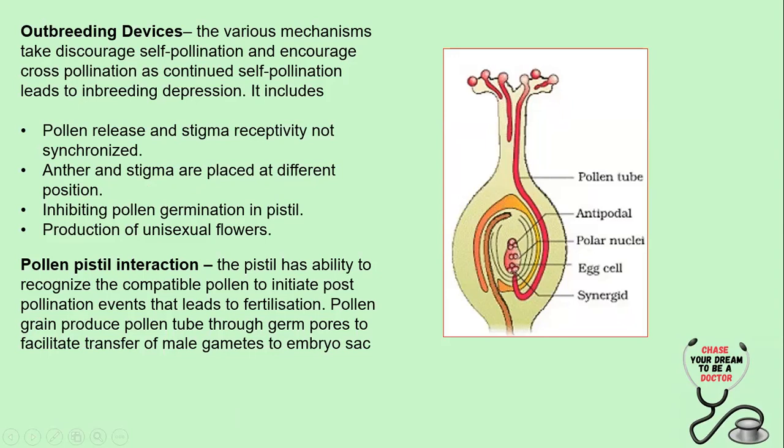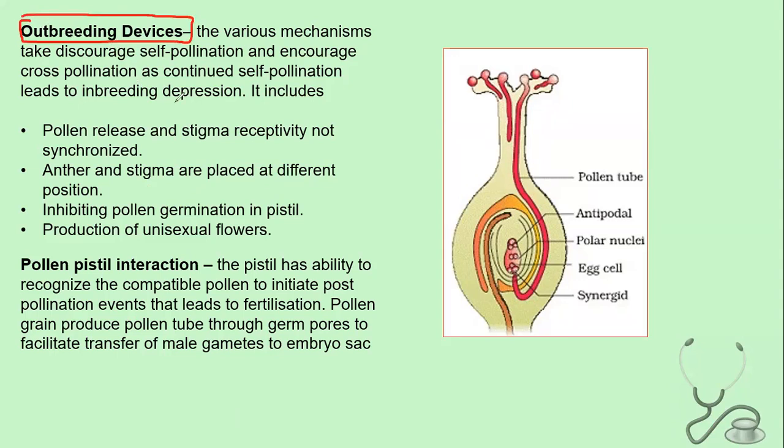Next are the outbreeding devices. What are the outbreeding devices? What does this mean? If a plant is continuously undergoing self-pollination, that can lead to the destruction of the plant or loss of reproductive ability of the plant. So in order to avoid that, plants themselves adopt different methods, known as outbreeding devices, in order to discourage self-pollination and encourage cross-pollination.